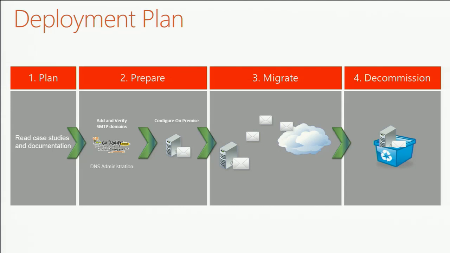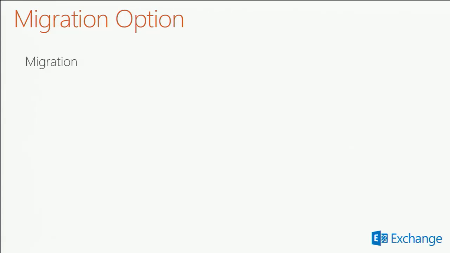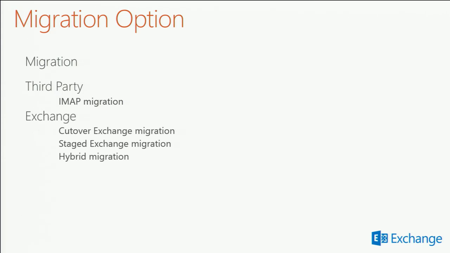Well, I broadly categorize it into two types: migrating from third-party email servers, and for this, we have an IMAP migration solution. It's a generic solution, which is lower fidelity in the sense that we only move mail. We do not move calendar, contacts, etc. And then for Exchange, we have 3 solutions: cutover Exchange migration, stage Exchange migration, and hybrid.